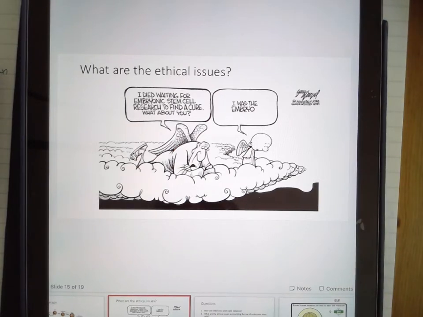When you're thinking about it, look at how they're depicted, and that will give you a good clue as to which side of the debate this cartoon is in favour of.